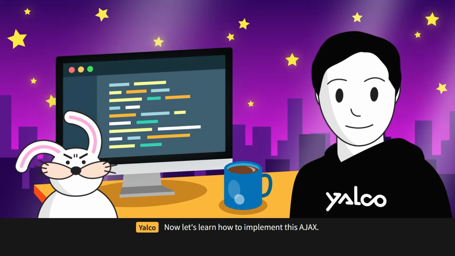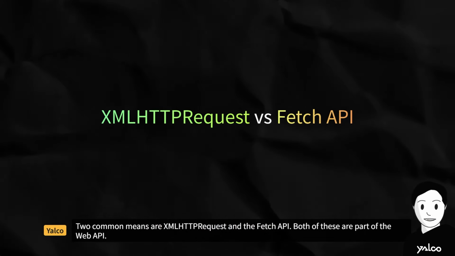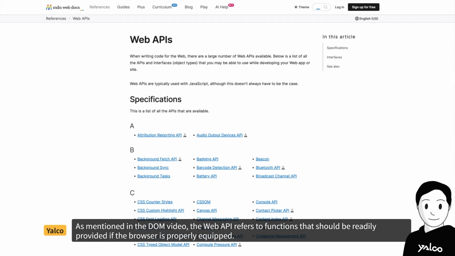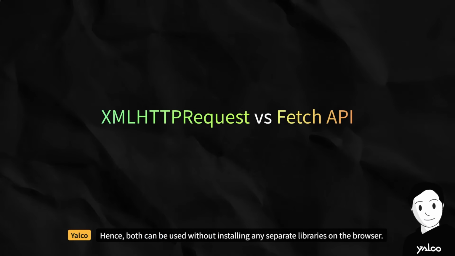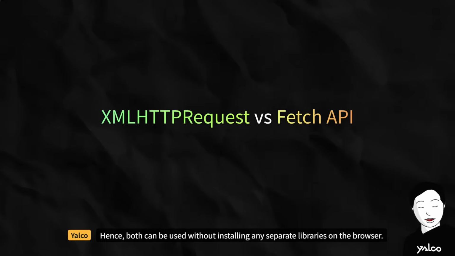Now let's learn how to implement this Ajax. Two common means are XMLHTTPRequest and the Fetch API. Both of these are part of the Web API. As mentioned in the DOM video, the Web API refers to functions that should be readily provided if the browser is properly equipped. Hence, both can be used without installing any separate libraries on the browser.